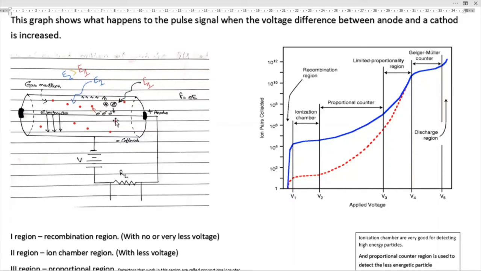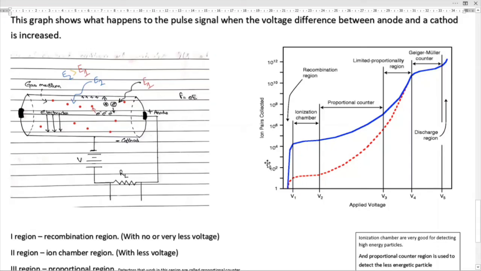Now this continues in the beginning of the limited proportional region also, but by the end of the limited proportional region, the maximum voltage is fed. At the maximum voltage, secondary ionization leads to tertiary ionization, and tertiary ionization leads to a chain ionization process, creating an avalanche effect all over the gas medium or the hollow cylinder, and we enter the Geiger-Muller counter region where we get a plateau, and a further increase of voltage will not lead to an increase in the pulse signal.